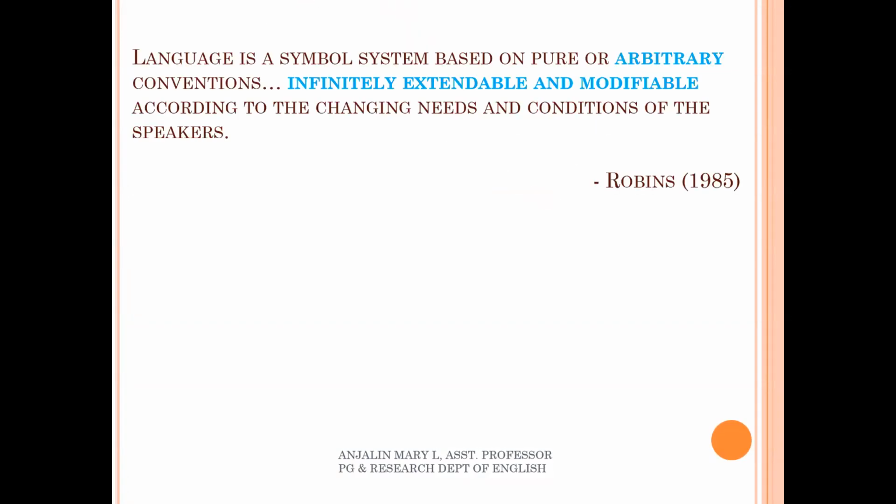Language is a simple system based on pure or arbitrary conventions, infinitely extendable and modifiable according to the changing needs and conditions of the speakers. So, this definition is given by Robbins in the year 1985. According to this definition, language is a simple system. The system talked of here is purely arbitrary in the sense that there is no one to one correspondence between the structure of a word and the thing it stands for.